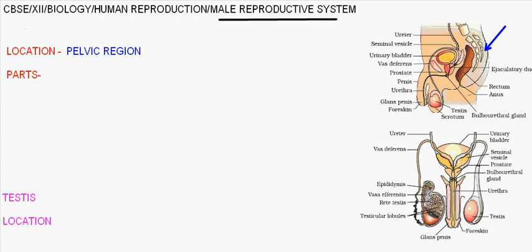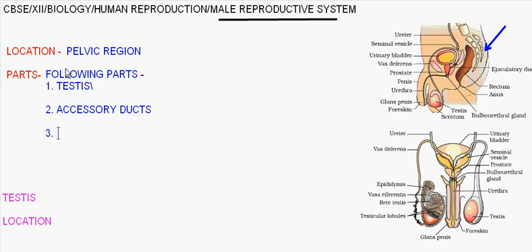Now coming to the parts of the male reproductive system. Following are the parts of the male reproductive system. Testis. Next one, accessory ducts. Third one, glands, and fourth one, external genitalia.